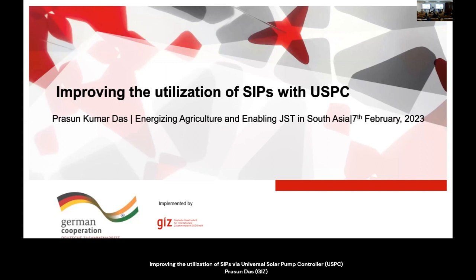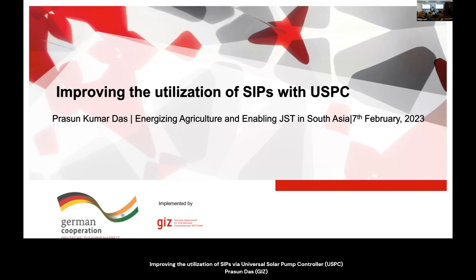This USPC is a part of the PM KUSUM scheme. It was first introduced in 2019, and at that time USPC was already part of it, though a separate entity from the pump. But in the next tender, the ministry made it two different things: pump with USPC and pump without USPC, so the vendor has to come up with that number. That is how we understand the importance of USPC.